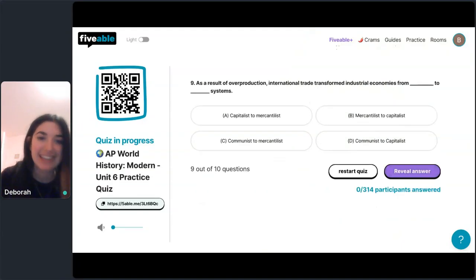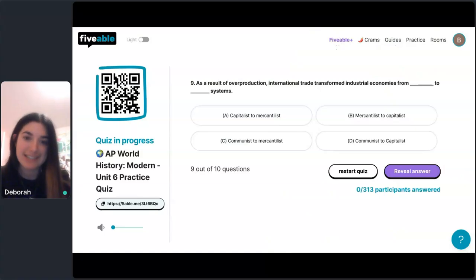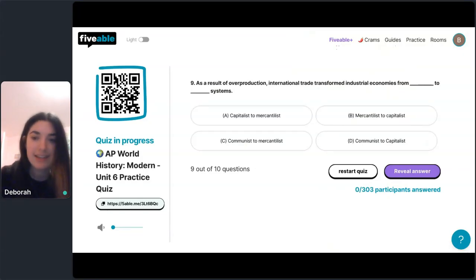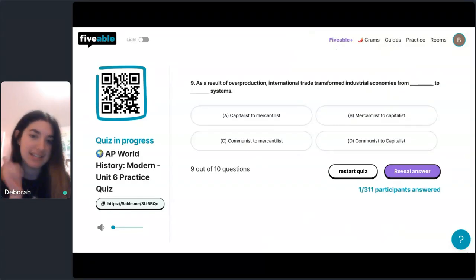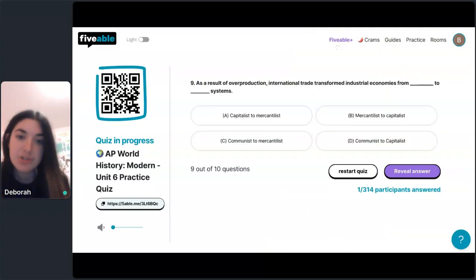Okay, next question. As a result of overproduction, international trade transformed industrial economies from blank to blank systems. Was it capitalist to mercantilist, mercantilist to capitalist, communist to mercantilist, or communist to capitalist?